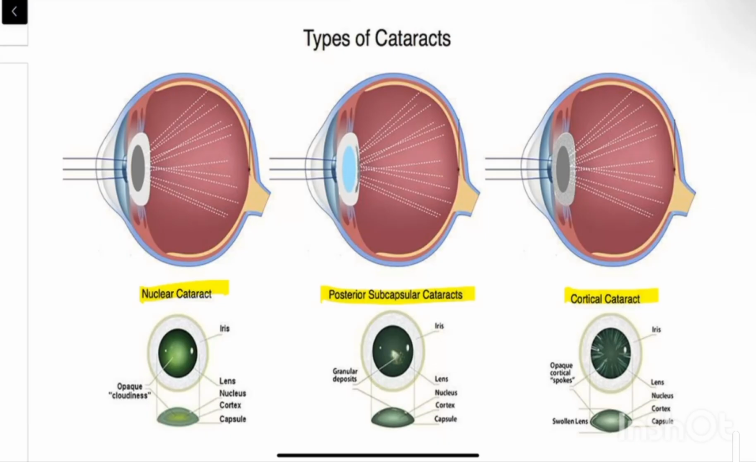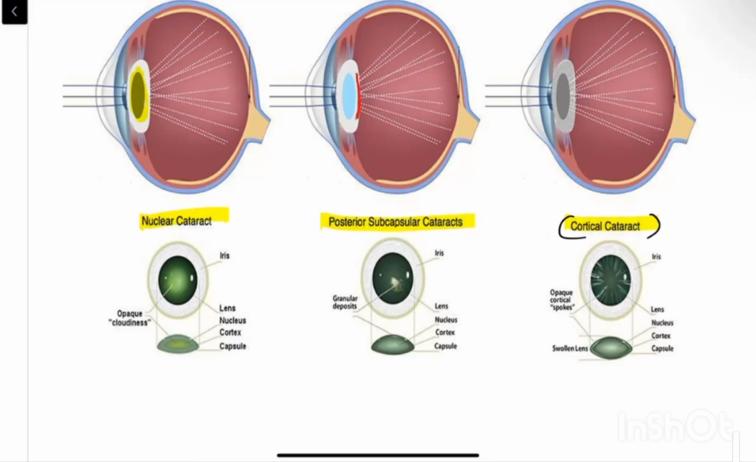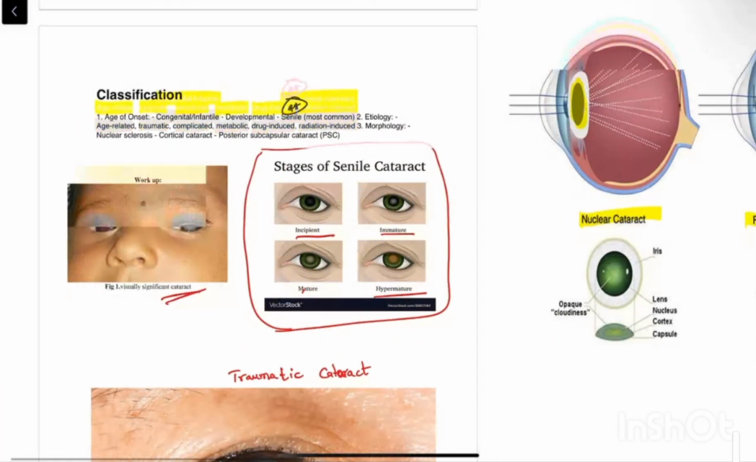So here nuclear means the nucleus of the lens is involved, nuclear cataract. And then posterior subcapsular, so here is the lens in the capsule, shown in white, and in the posterior part there is cataract. So this is posterior subcapsular cataract. Okay, other than that nuclear, then cortical cataract. So the cortex of the lens is involved, we call it cortical cataract. Okay, so this is the morphological classification of cataract.